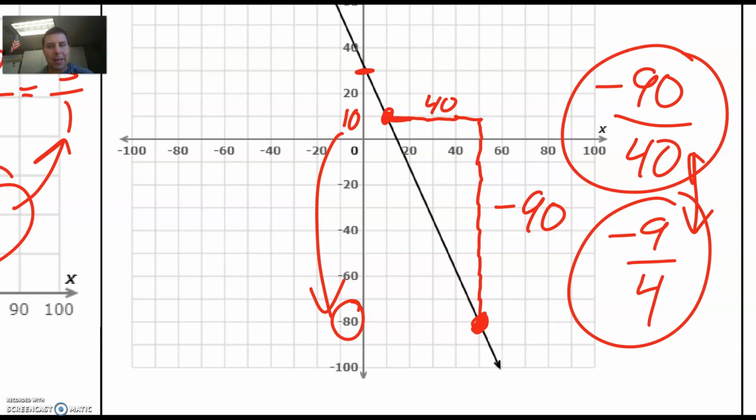But that right there is exactly what you would do for a graph. So there you go. Hopefully that helps. Let me know if it doesn't.